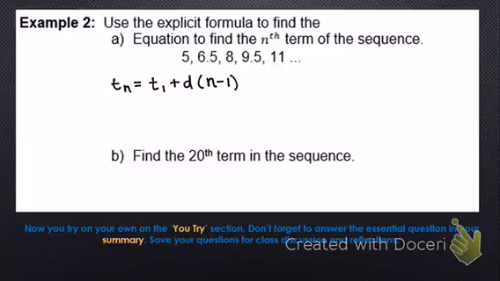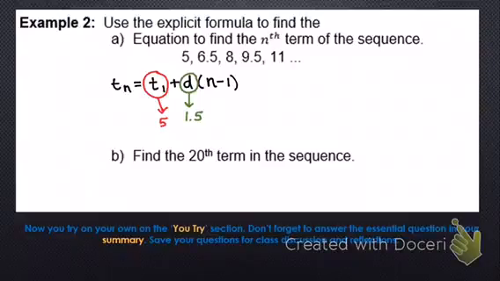Okay, so I have the formula down. T sub n equals T sub 1 plus D, and then n minus 1. So the two things that we need if we're given a sequence are the first term, which for us is equal to 5, and we also need to know what the common difference is. So if we look for our pattern in our sequence, 5 to 6.5 to 8 to 9.5 and then to 11, we are adding 1.5 each time. So our common difference is 1.5.